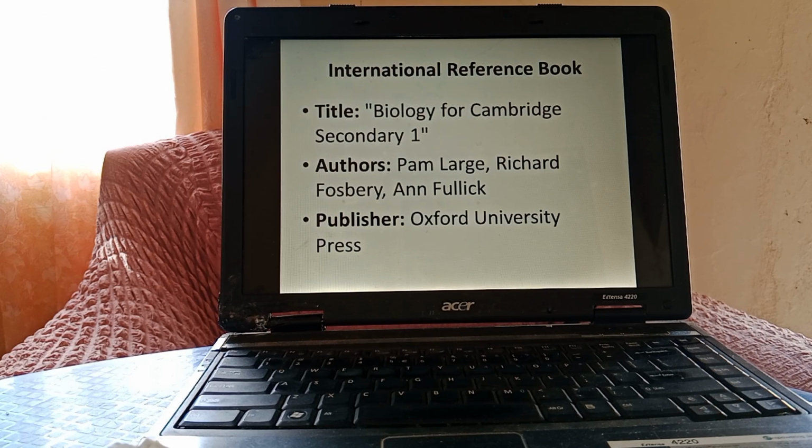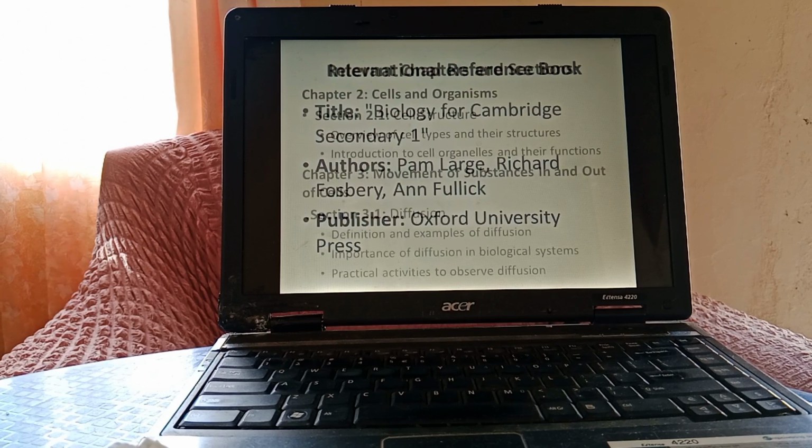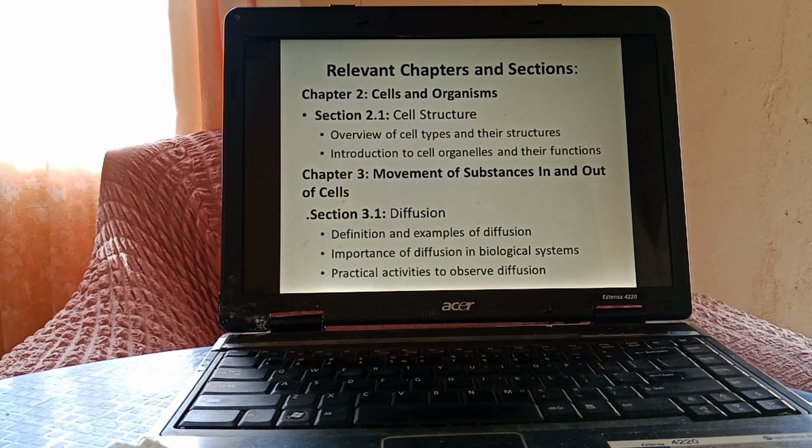International reference book, we have the Biology for Cambridge Secondary 1. The authors are Pam Large, Richard Fosbery, and Fullick. The publisher is Oxford University Press. The relevant chapters and sections include Chapter 2, which covers the cell and organisms. Section 1 with cell structure, overview of cell types and their structures, introduction to cell organelles and their functions.